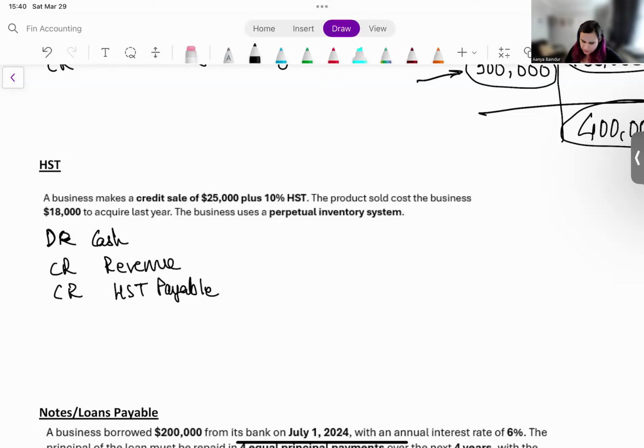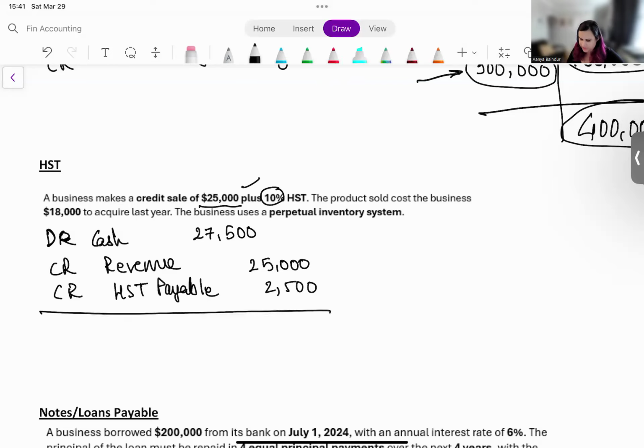So let's see what the amount is. The revenue is how much you're actually selling it for, which is 25,000. Now the HST amount is 10% of this, which is 2,500. And you add the two up and that's how much cash you'll be collecting. That's your first set of journal entries. If any of you have gone out and done groceries, your bill will pretty much look like this. When you pick up the item from the shelf, it'll tell you it's worth this much, but then they add a certain amount of HST to it. But the amount of cash you end up paying is this amount, right? So that's pretty much how it works.